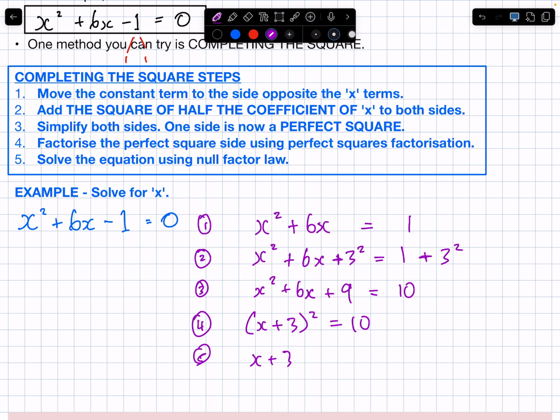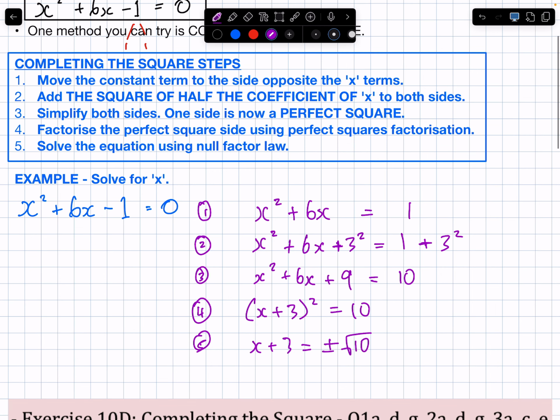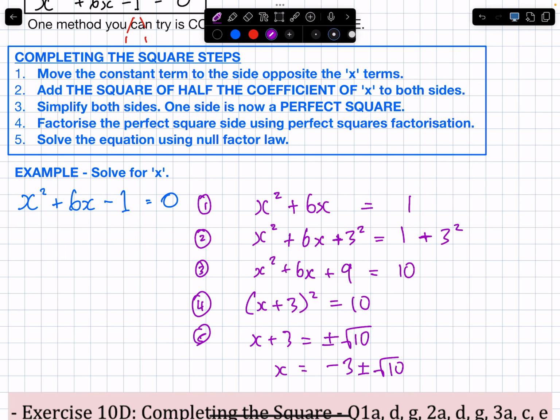x plus 3 equals plus or minus root 10. And if I want to get that plus 3 on the left-hand side away, what's the opposite of adding 3 to something? Subtracting 3. So your x is going to be negative 3 plus or minus the root of 10. That's called completing the square. All right?